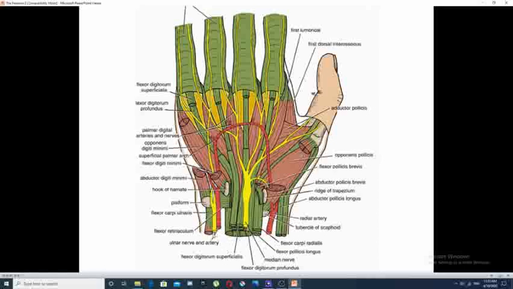This diagram shows the ulnar nerve as it passes on the medial side of the ulnar artery, since the artery lies on its lateral side, and it passes into the palm of the hand. An important point: it passes outside the carpal tunnel.